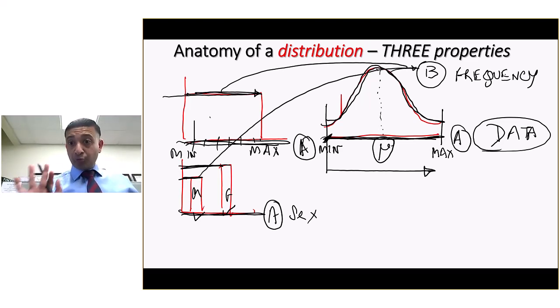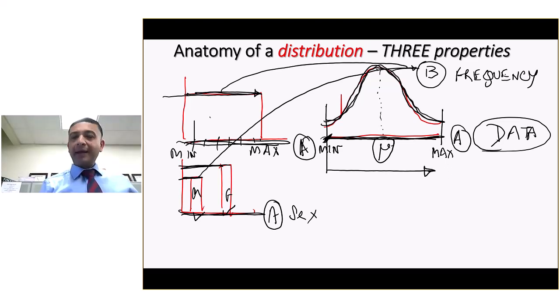So far we have looked into two properties. The first is the x-axis measures or represents the raw data, and it goes from a minimum to a maximum, from a left to a right, with the mean in the center for continuous data. The y-axis, in whatever shape or form it is, is always measuring frequency.